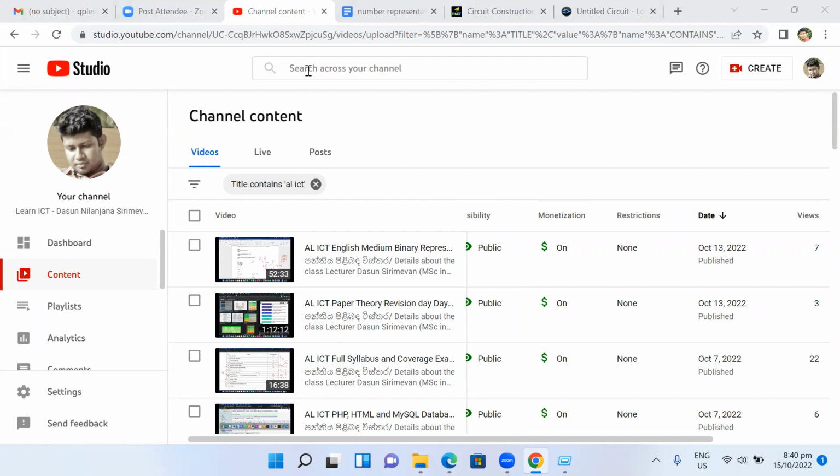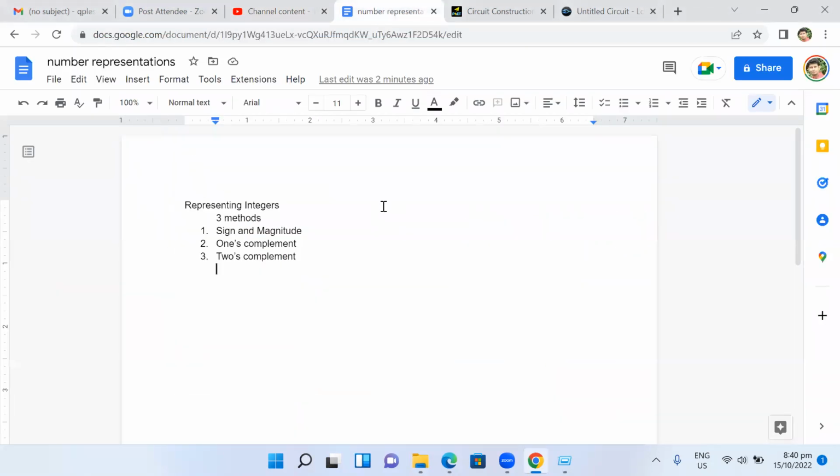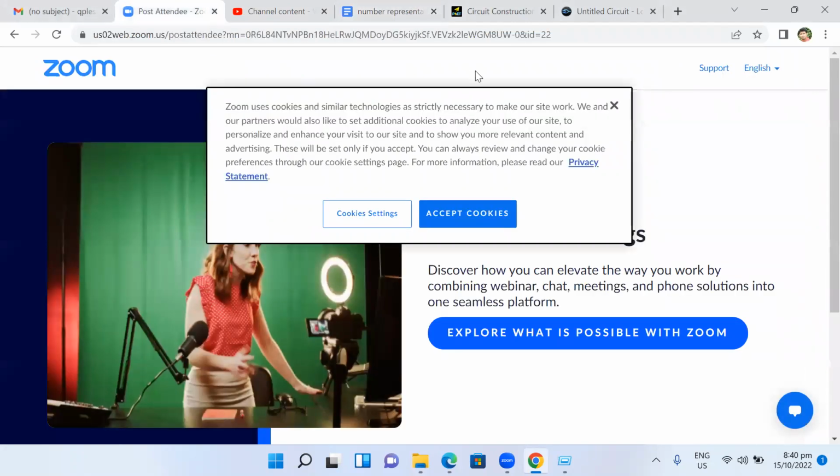Okay. All right. Let's go to the number representation. Actually, there are 3 ways of representing the numbers. Method number 1 is sign and magnitude. Method number 2 is one's complement, and we have learned both methods.